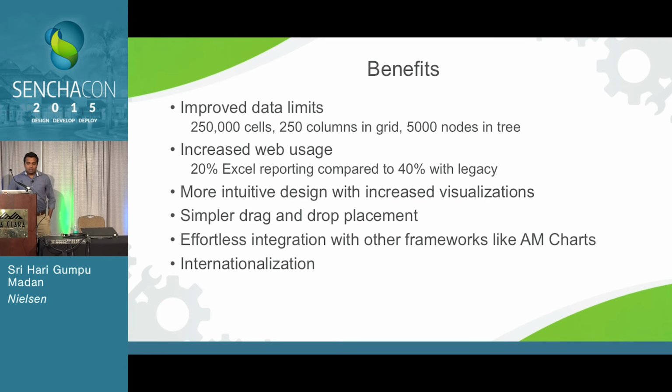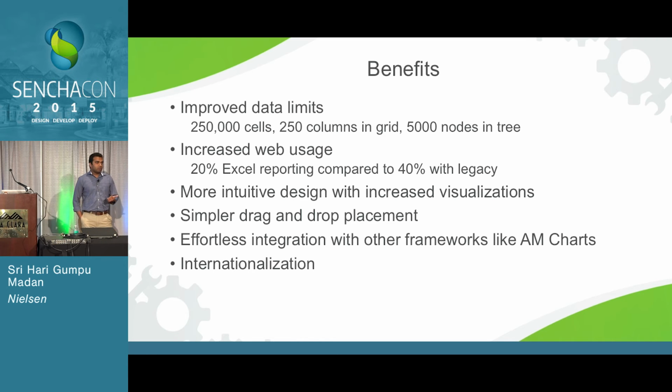Compared to legacy, some of the benefits we're able to get are improved data limits. We are able to render 250,000 cells in the report, and we are also able to render 250 columns in the grid, and we can fit about 5,000 nodes in any of the tree panels. And we pulled some usage numbers: with legacy, people were using the Excel tools about 40%, and once we put in the new framework, the Excel usage has come down to 20%, which means they're using the web more because of the better user experience.